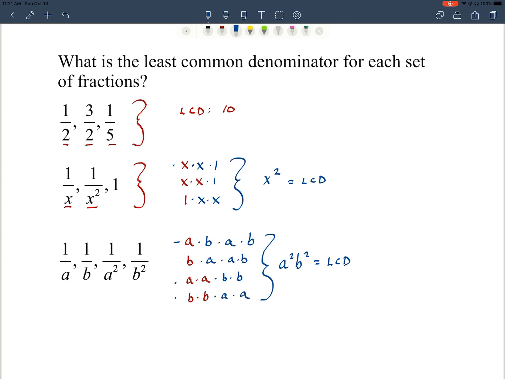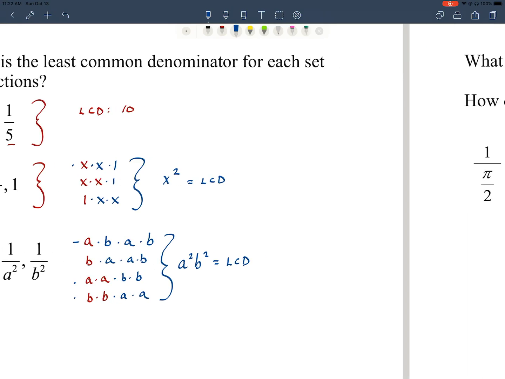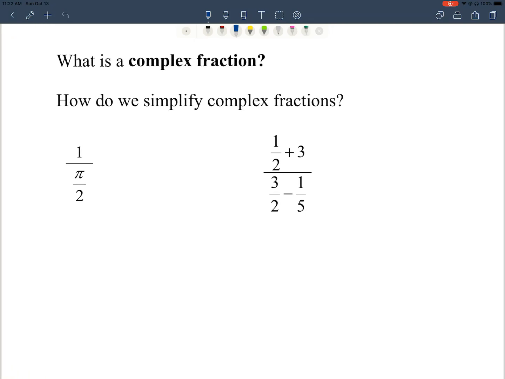All right, so hopefully you remember how to do that, and we're going to see how this is going to help us with our complex fractions. So first of all, what is a complex fraction? A complex fraction is just a fraction that contains more fractions. So we have fractions and fractions.